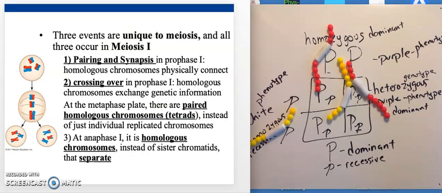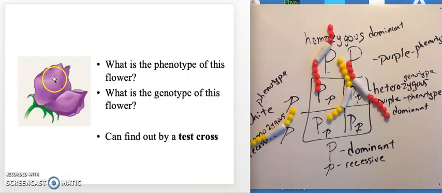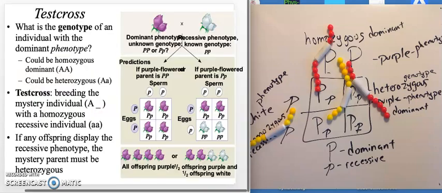Okay. So what phenotype is this flower? Well, it's purple, which is the dominant phenotype. But what genotype is it? It could be heterozygous or it could be homozygous recessive. The way we can figure that out is by doing a test cross.